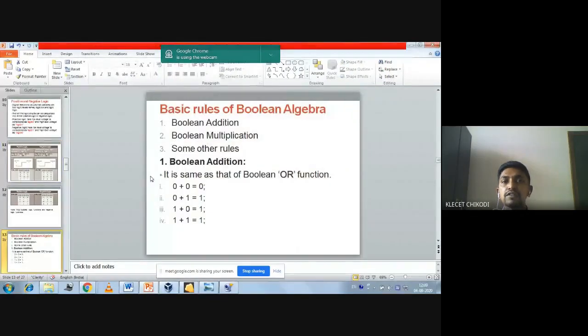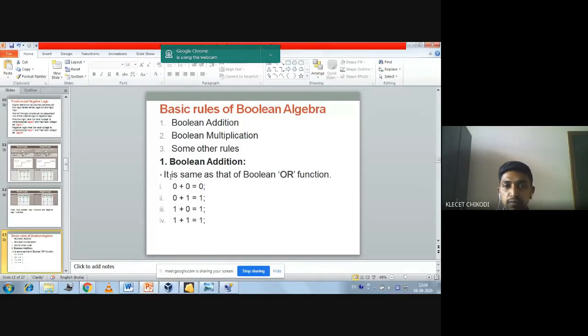Fine. Now we'll start with the basic rules of Boolean algebra. There are three types of rules available: addition, multiplication, and some other rules. The addition is the same as the Boolean OR function. OR is represented by a plus symbol here, and multiplication is the same as the Boolean AND function, and we use a dot there.